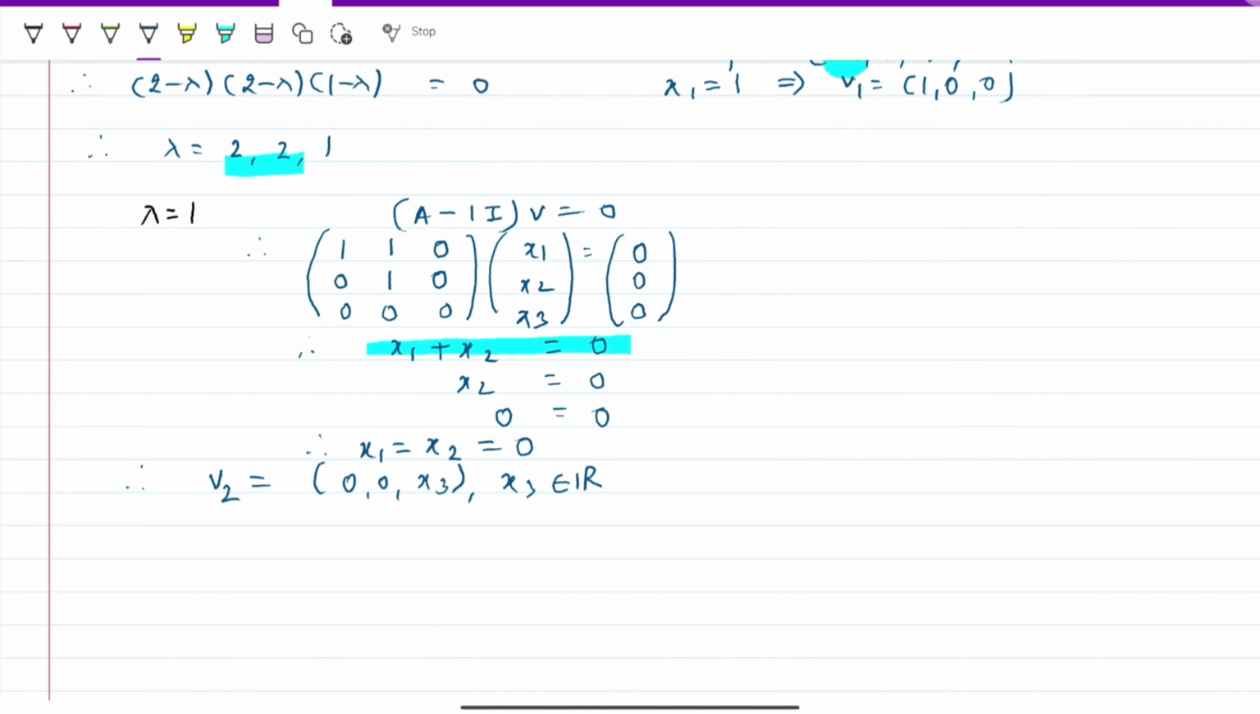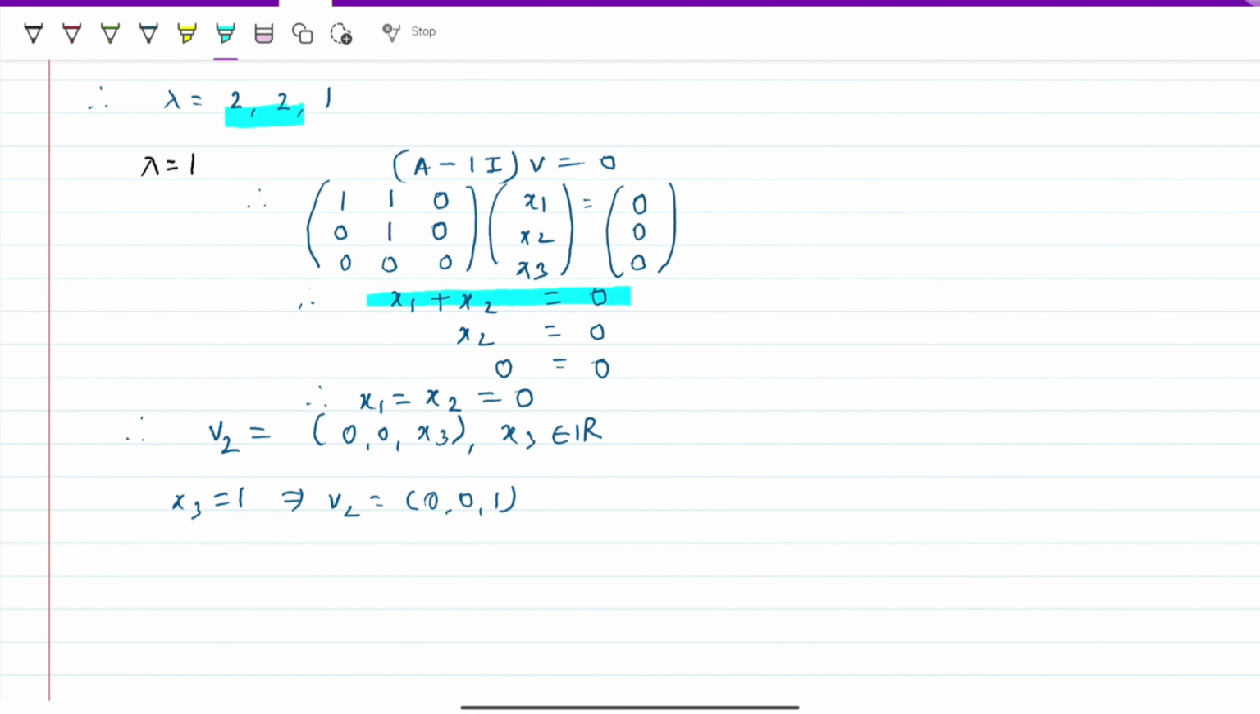If we put x3 as 1, we get v2 as 0, 0, 1. Again, since there is only one free variable, we will have only one linearly independent eigenvector. We cannot find another one. As you can see, when we have repeated eigenvalues, we might not always find as many linearly independent eigenvectors as the order of the matrix. In this example, we only found one linearly independent eigenvector for the repeated eigenvalue lambda equal to 2. This means that the matrix A is defective.